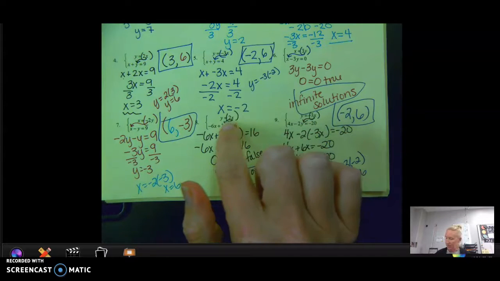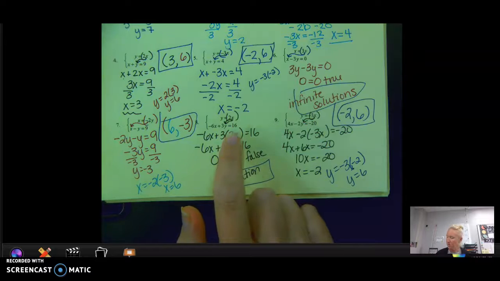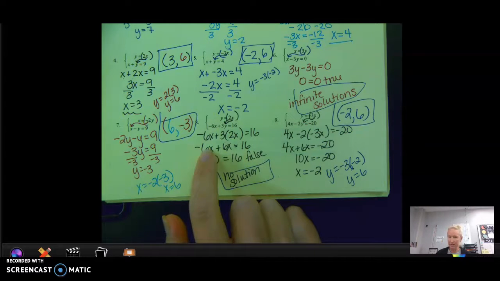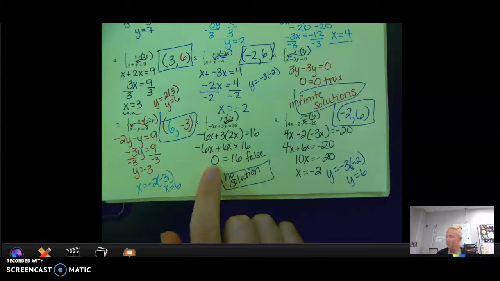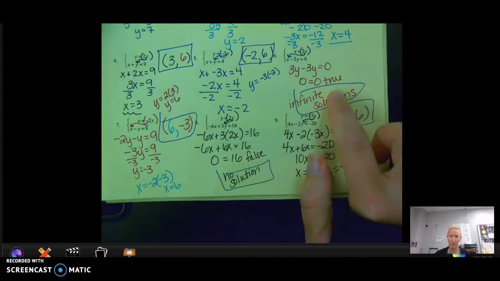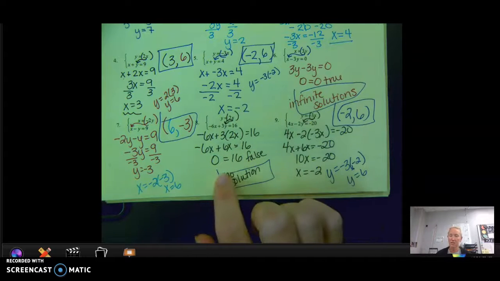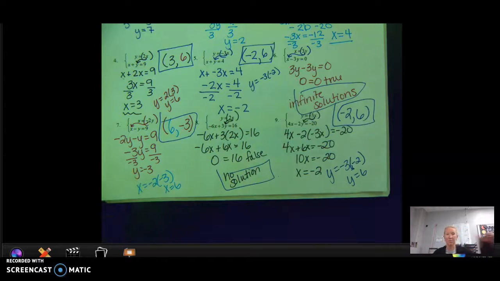On the next one, I plug in negative 2 for y. So I do 3 times negative 2. When I do that, I get 6x. I have to bring down this negative 6x. Negative 6x plus 6x, those things cancel, so I'm left with 0. And I get 0 equals 16, which is not true. It's kind of opposite of what happened up here. So since it's not true, there's no solution. Those two lines will never intersect, so that means they're parallel.